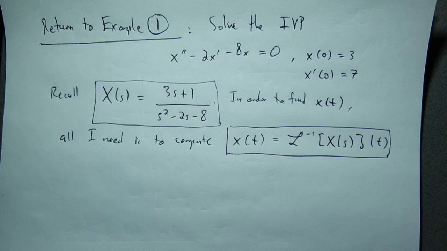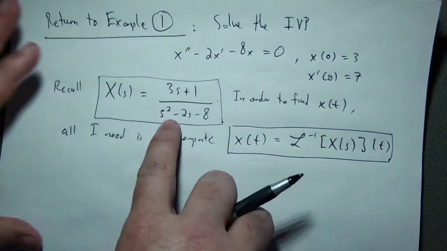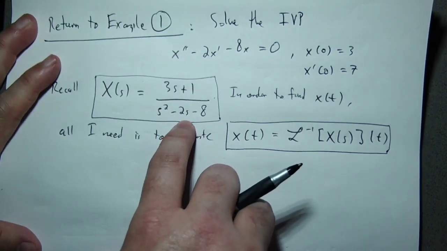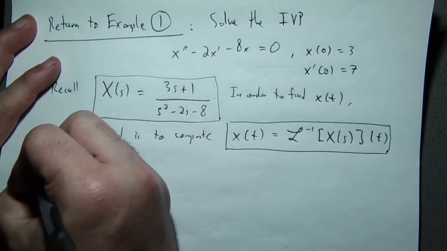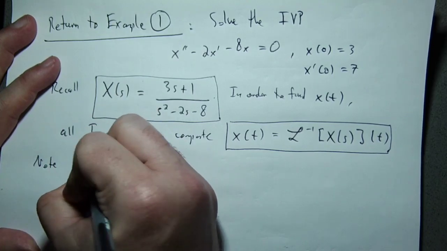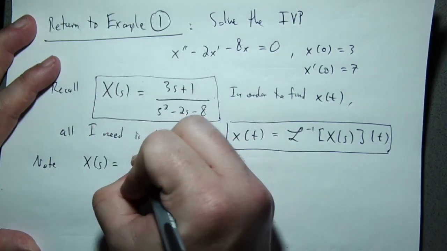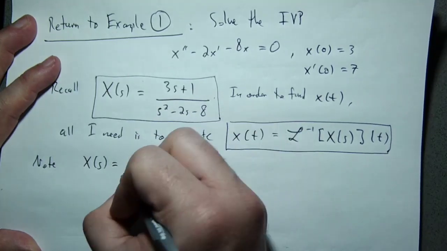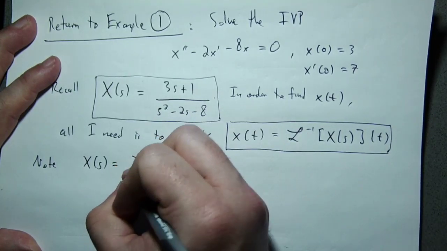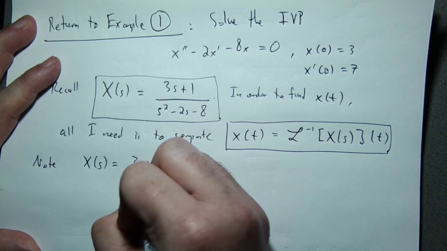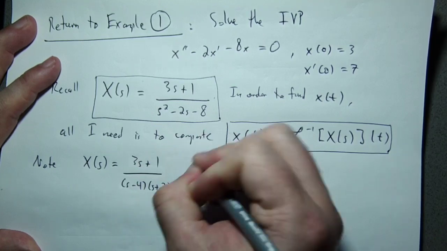Okay, well, maybe I can try to do something here. So what's something you notice you can immediately do? This characteristic polynomial actually factors. And so note big X of s is 3s plus 1 over s minus 4 times s plus 2.